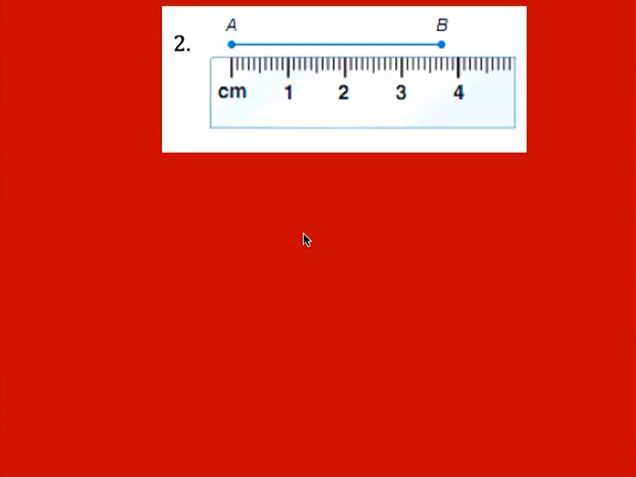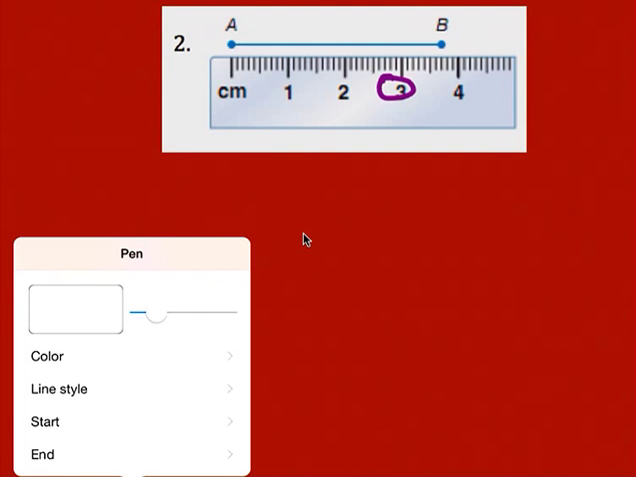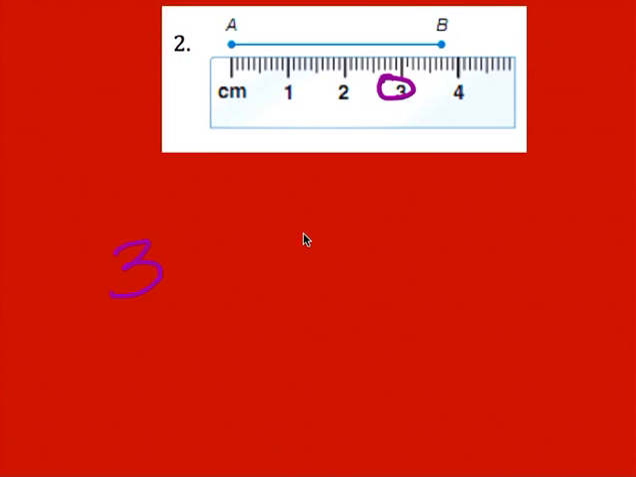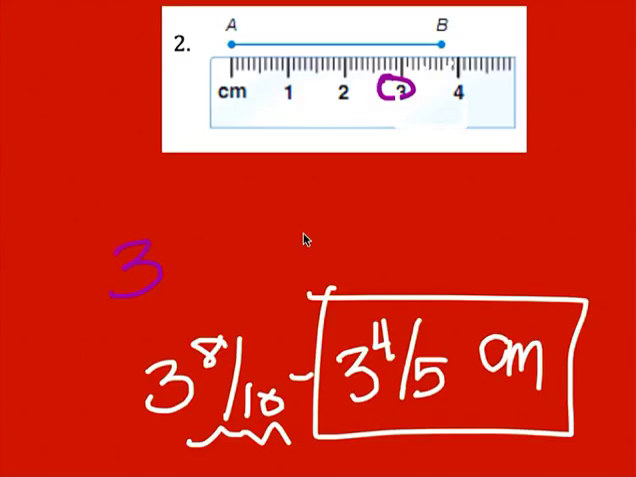Okay, so let's take a look at number 2. For number 2, I see the last thing it hits is 3. Okay, that's kind of hard to see. Once it goes to 3, I notice that it's going to go past it 1, 2, 3, 4, 5, 6, 7. So I'm at 3, and then it looks like it goes to the 8th. So 3 and 8/10. Again, there's 10 between those two numbers. But I notice that 8 and 10 can both be divided by 2. So I'm going to reduce that fraction to get 3 and 4/5. And then I'm going to label that centimeters.